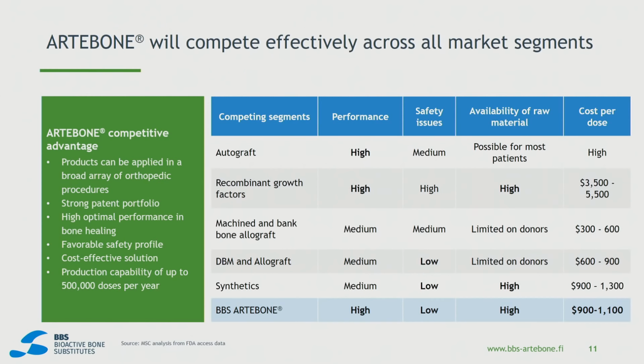So Heartbone is expected to compete effectively across all market segments for the following reasons. Safer than the recombinant growth factors. Also safer with respect to the machine banked and DBM allograft products. It makes up for the significant weaknesses with these products, since they're derived from human donors and are weakly performing. The synthetics are the group that our TCP comes from, and these products also have safety issues.